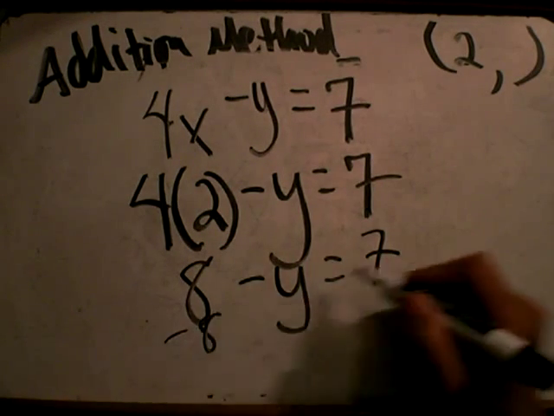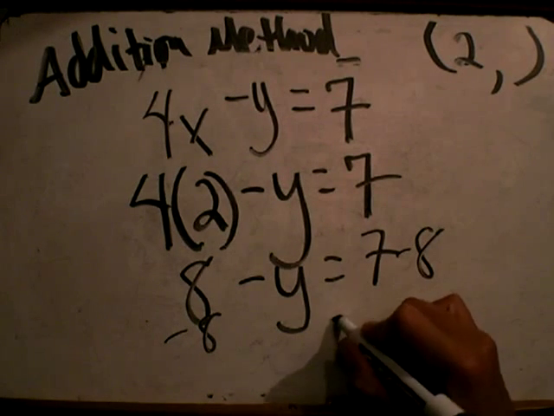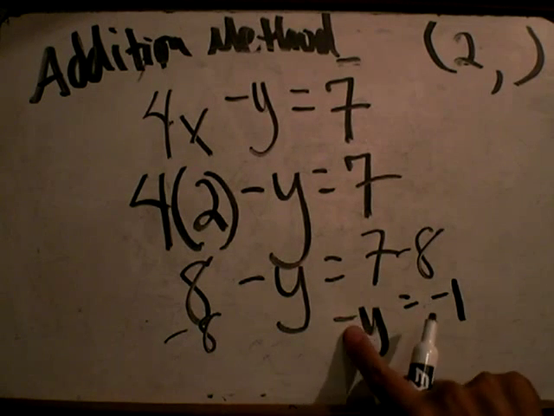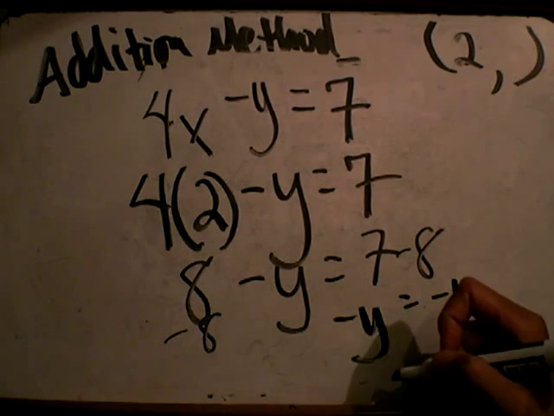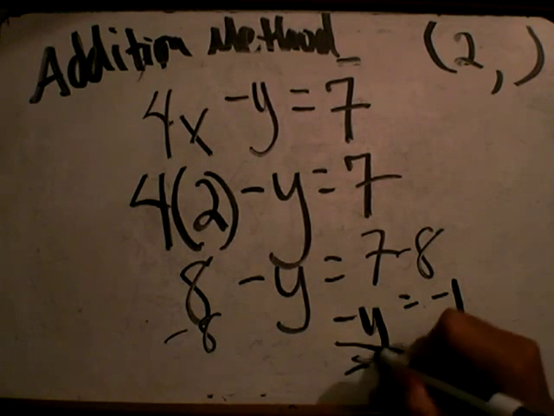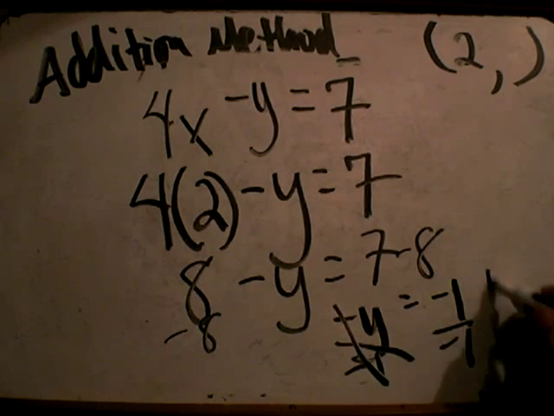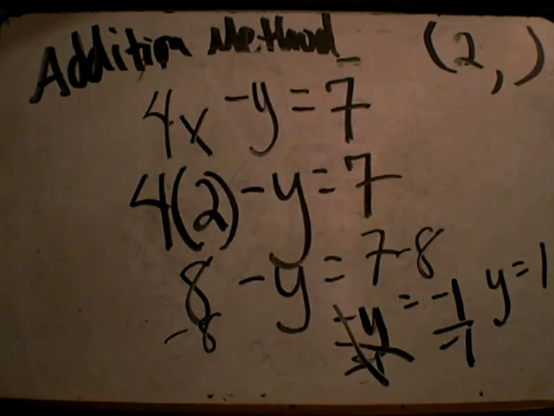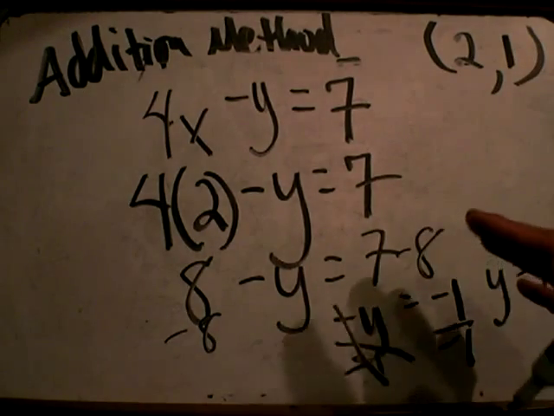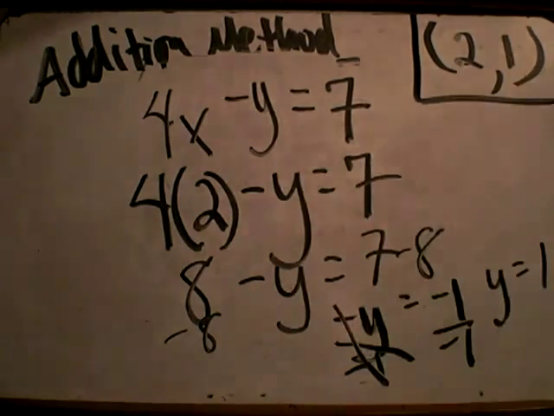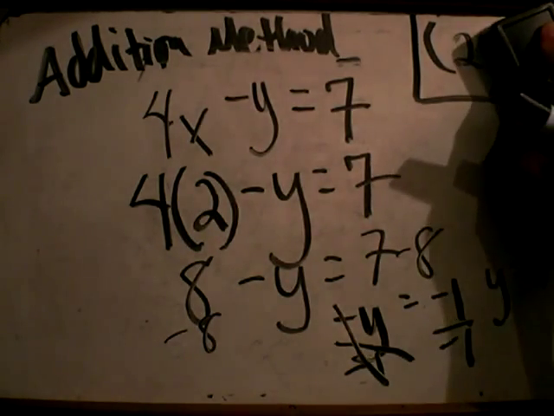I'm going to subtract 8 on both sides. Now I'm left with negative y equals negative 1. I want to get rid of that negative, so I can either multiply by negative 1 or divide by negative 1. I like to divide. And so we've got y equals positive 1. So our final answer is 2, 1. Now that was using the addition method. I'm going to give you an example where we're going to need to use the subtraction method.